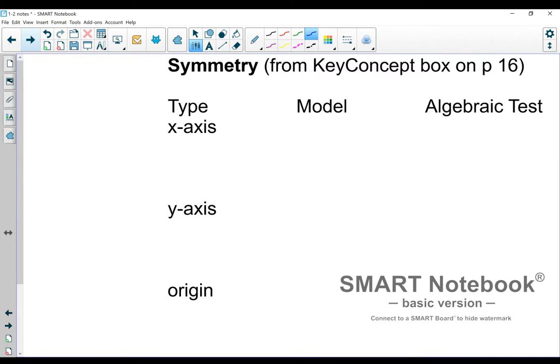So there's a lot. We've got different types of symmetries, and we're going to look at what type they are. For x-axis, it's a line symmetry, so you could reflect it over a line.